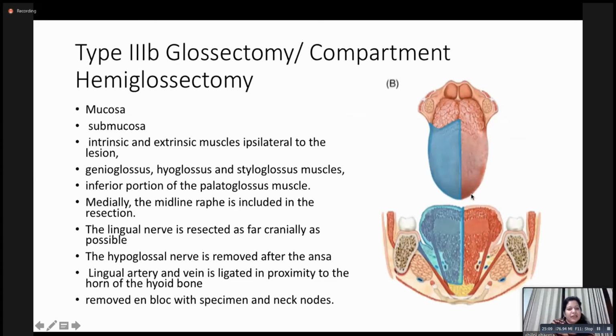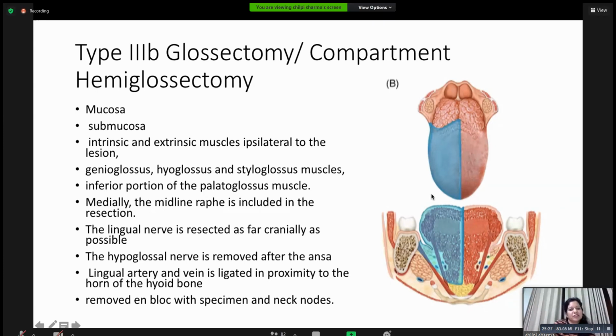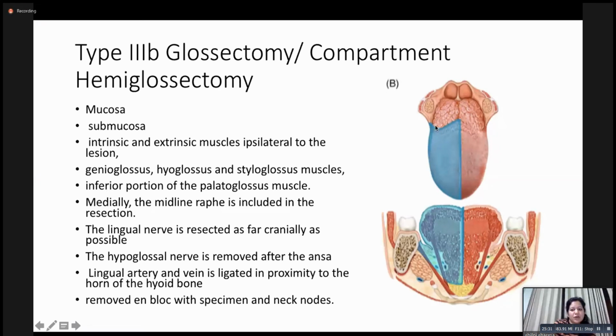Type 3B glossectomy or compartment hemiglossectomy. Like we saw in compartmental surgery, you remove the whole of the compartment on one side. So basically, compartmental resection on one side is named compartmental hemiglossectomy. Here the cut is at the circumvallate papilla. You are only leaving the base of the tongue behind. You are not even preserving the tip of the tongue.